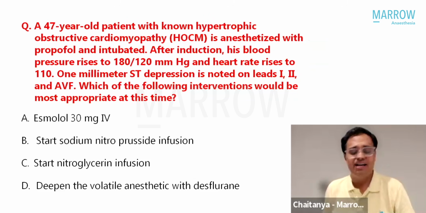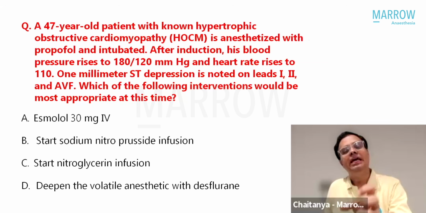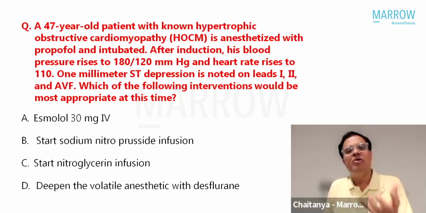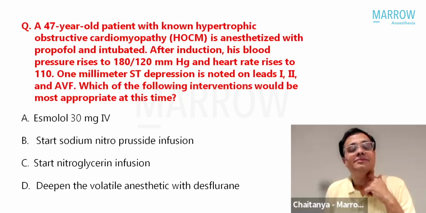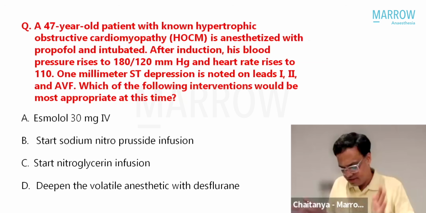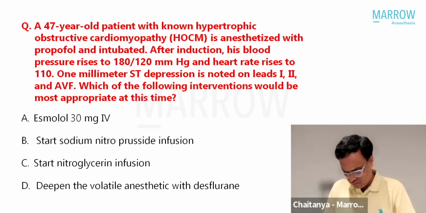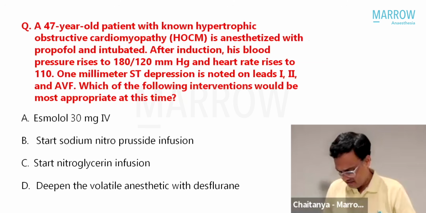Yes, avoid tachycardia. Obvious, straightforward question. Hypertrophic obstructive cardiomyopathy is a dynamic outlet obstruction, LVOT obstruction. Tachycardia will cause dynamic obstruction. So, how do you suspect HOCM? Yes, everyone is on the right note. Everyone is saying give esmolol, don't give nitroglycerin or nitroprusside, deepen the volatile anesthetic with desflurane.